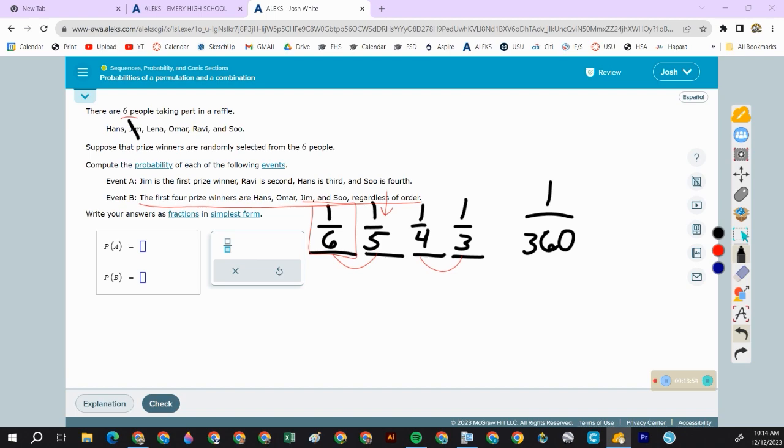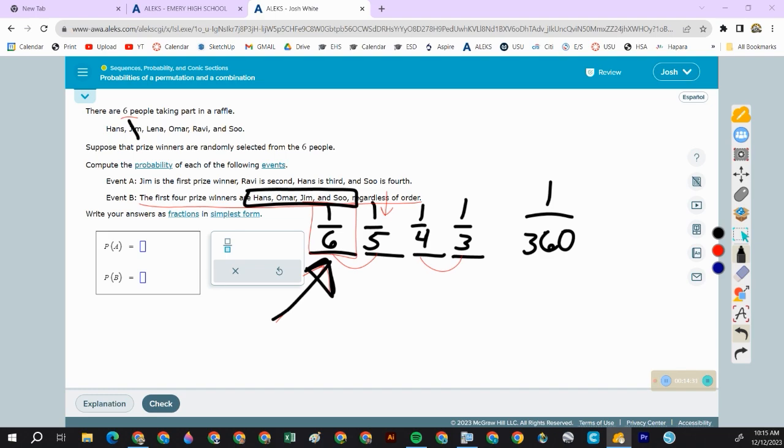So over here, the winners are Jim, Ravi, Hans, and Sue. Okay, so we know that those 4 people win in that order. And event B says, what are the chances that these 4 people win? Order doesn't matter. So over here, if I draw Ravi for the first place, then I'm out. I lost, right?